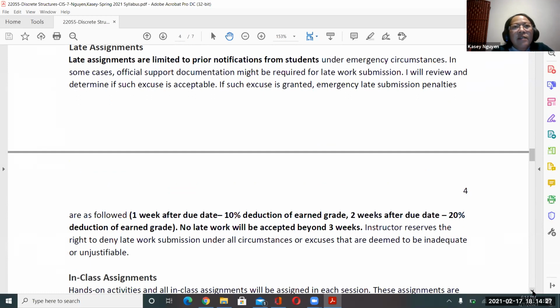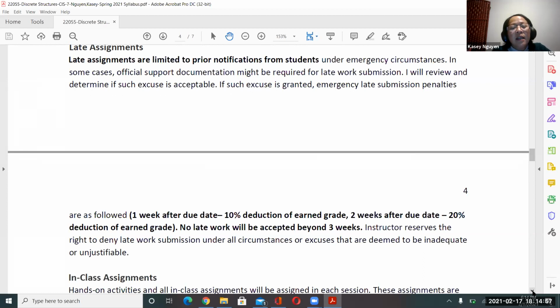So if it's a week late, just to be fair to all the students that have submitted on time, that will be a 10% deduction. 2 weeks late will be a 20% deduction. 3 weeks late will be a 30% deduction. I don't like to take anything above 3 weeks. It's just not fair for everyone. And I don't want students to turn in all their course assignments at the end of the course. That just delays the process for everyone, including myself.